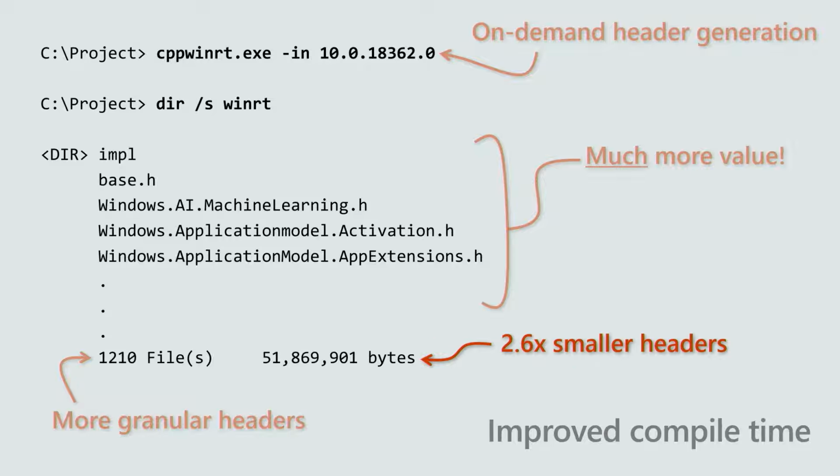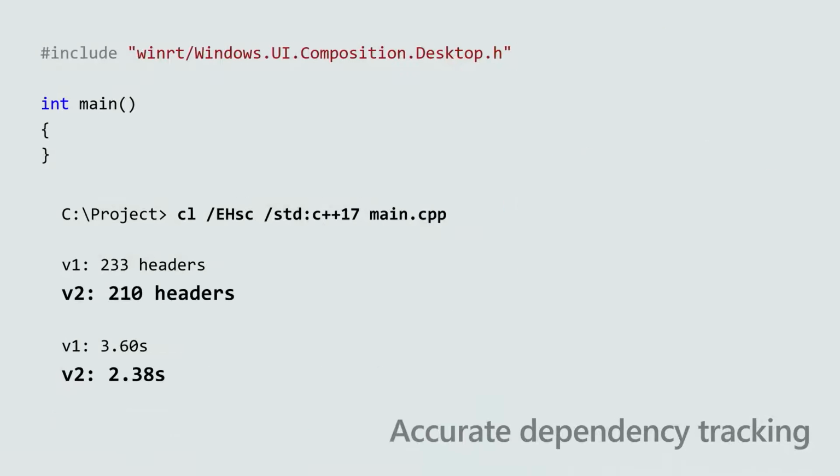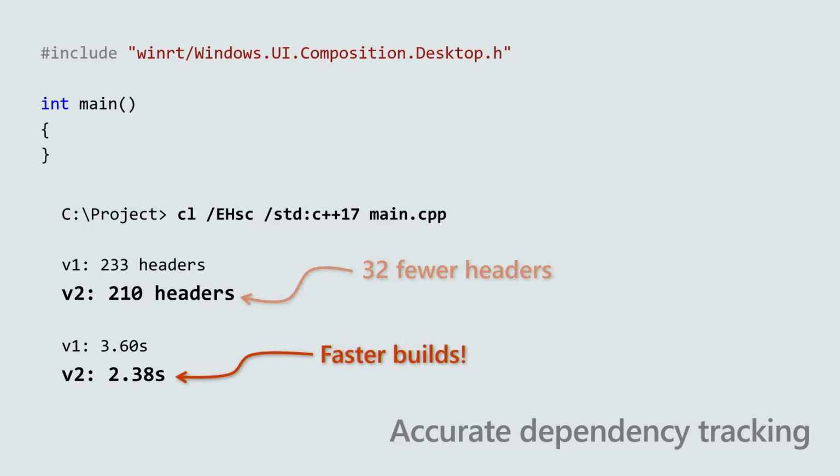These headers are much, much smaller, but they're far denser. They give you far more value. As an example, a single namespace header, such as this one, Composition.Desktop, will include 32 fewer headers today, thanks to that better dependency tracking, and give you substantially better build time. So a lot of investment in really the fit and finish in this release.